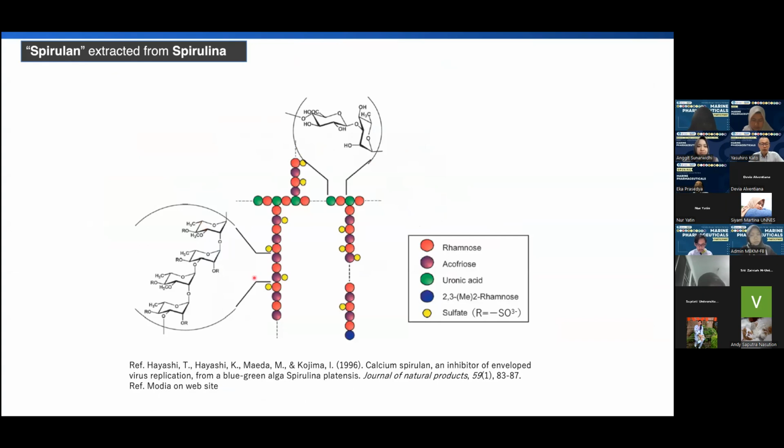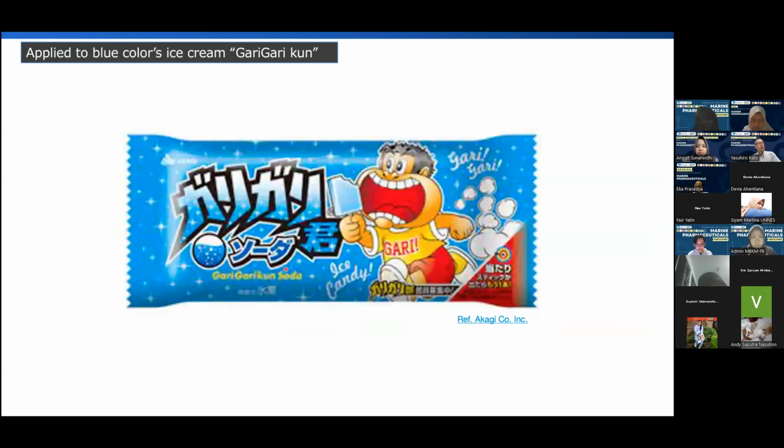This is the schematic of the spirulina structure. This structure is very important, maybe to protect against viruses. Also, spirulina can be useful for colors, such as blue color. In Japan, it is very popular. This is one of the very popular ones, the ice cream Gari-Gari-Kun. I also like this one. So if you visit Japan, try this one. Maybe this one includes spirulina from seaweed.